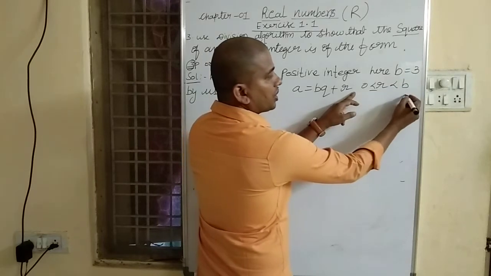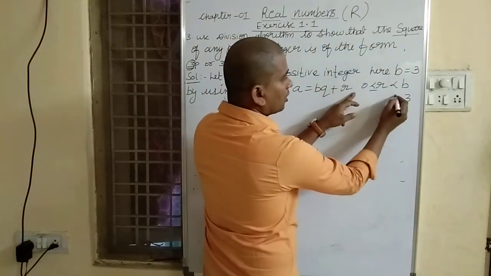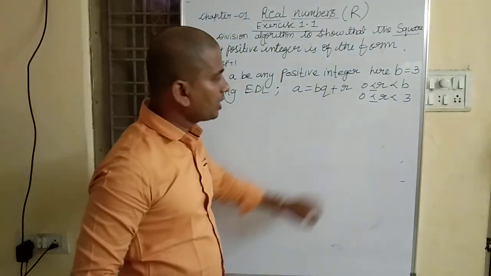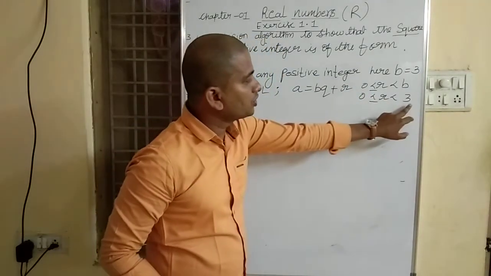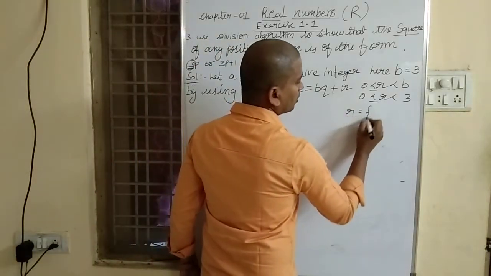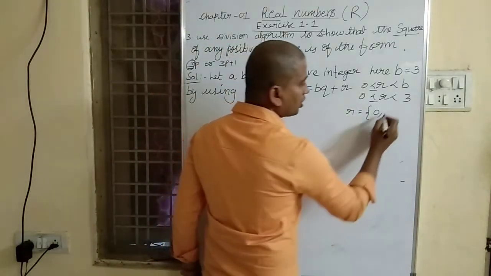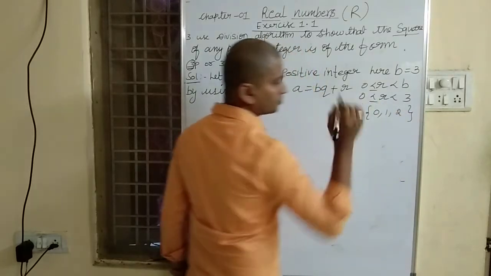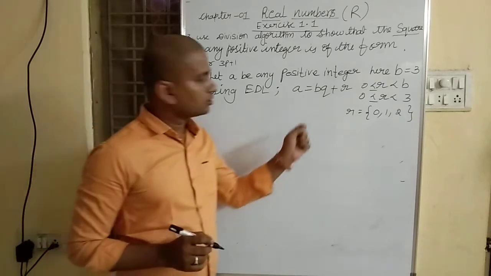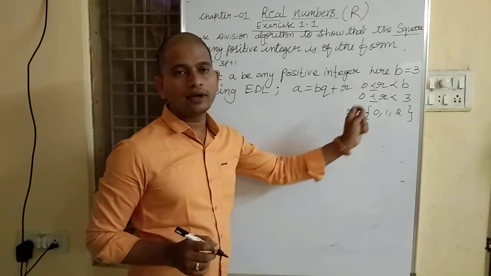Our value of b is 3, so r lies between 0 and 3. I mean r takes the values less than 3, that is 0, 1, 2. What are the values of r? Here the values of r are 0, 1, 2.